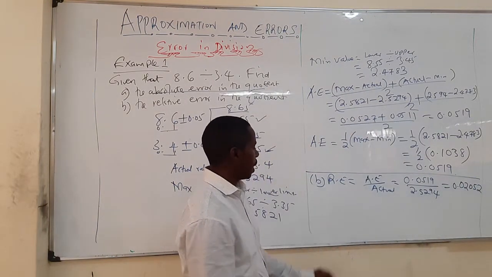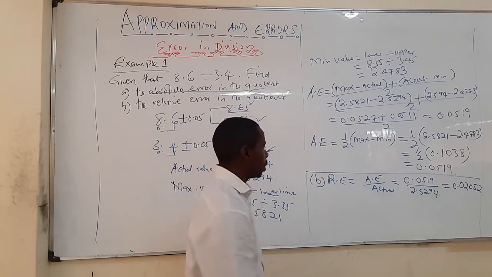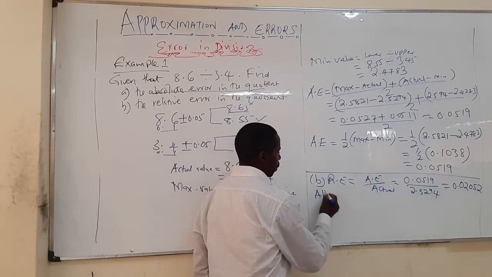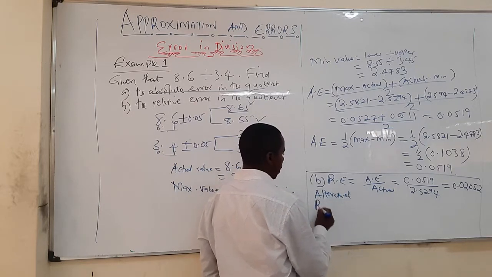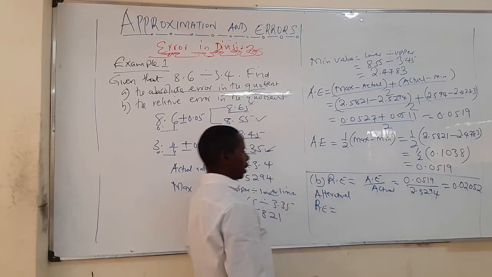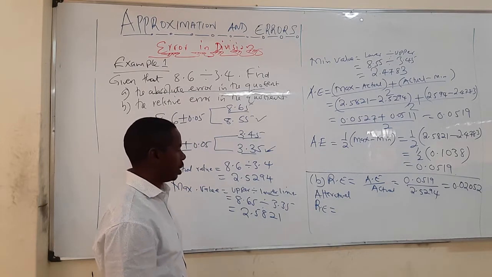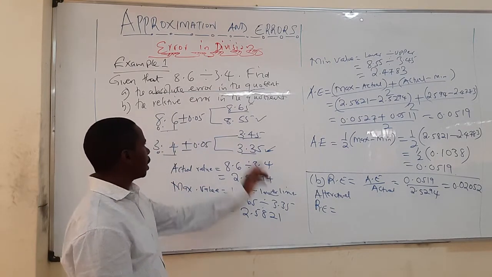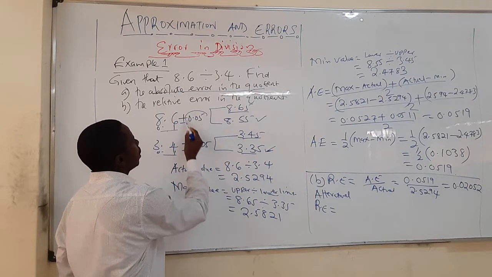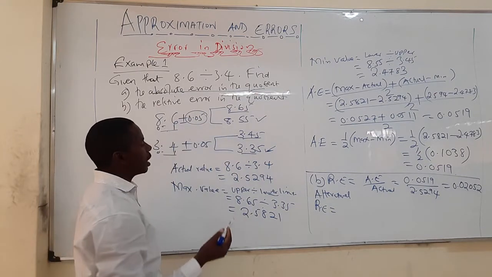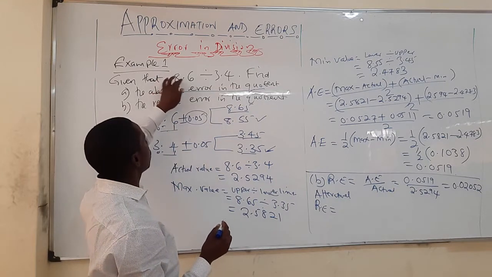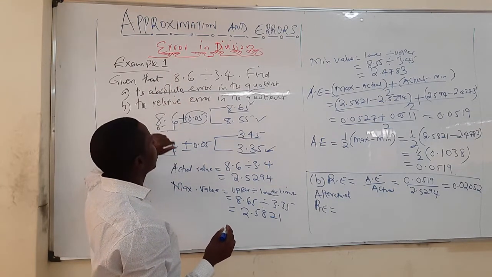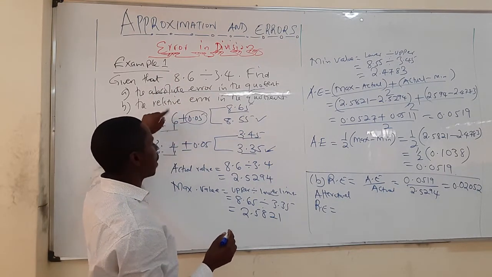So that is the relative error. Alternatively, for the relative error, we can get it just like we had in the multiplication. We get the absolute error of each value, and we divide by the value to get the relative error for each case.